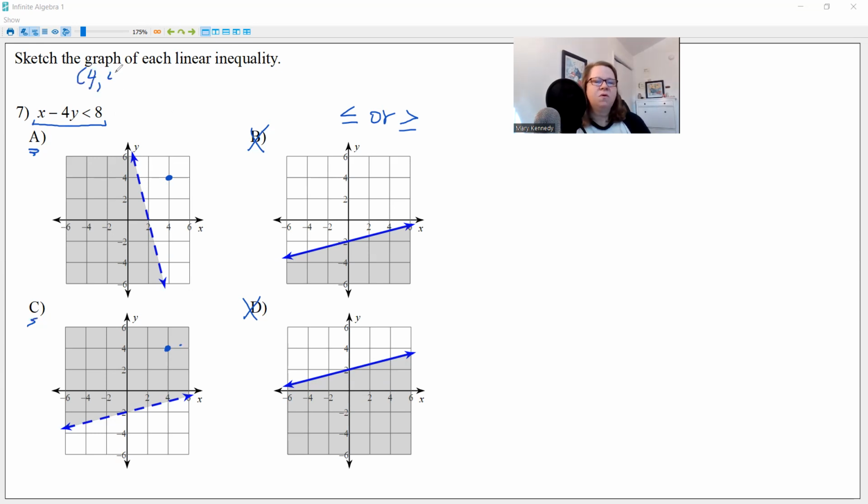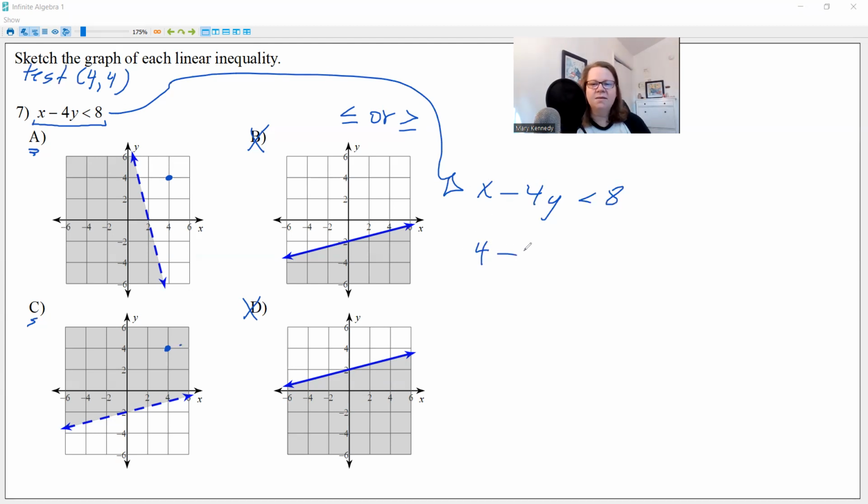So let's see what in the world that means. I'm testing 4, 4. This is my test point. So I'm going to take this, let's come over here. All right, x minus 4y is less than 8. So I'm going to plug in 4, 4, which means the 4 goes in for x and 4 goes in for y. And I'm going to say, is that less than 8? Okay. Well, 4 times 4 is 16.